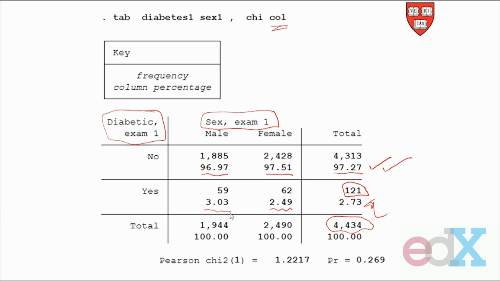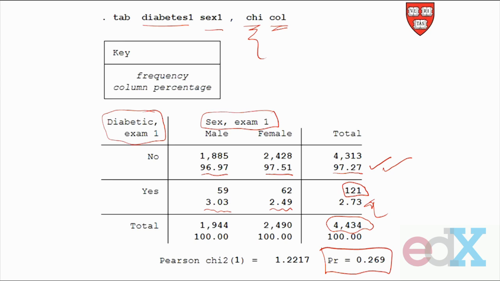And so it doesn't look like there's any relationship between the sex of the respondent and whether the person had diabetes or not. Indeed, if we look at the chi-squared, the p-value is 0.269, so there's no reason to believe with these data that we should reject the null hypothesis that the row and column classifications are independent of each other. Okay, so that's fine.